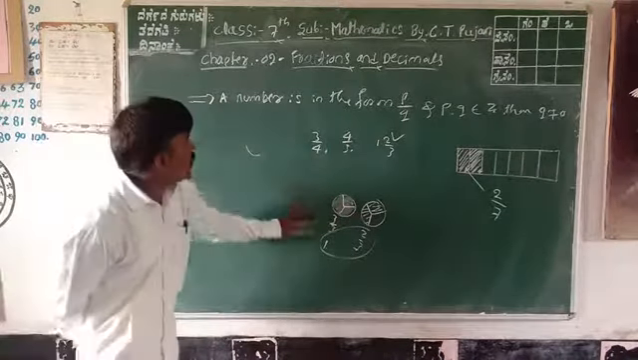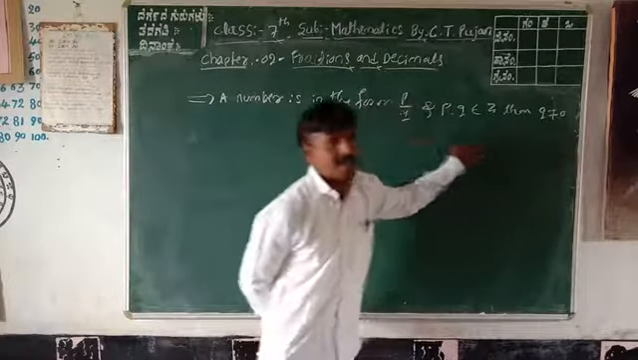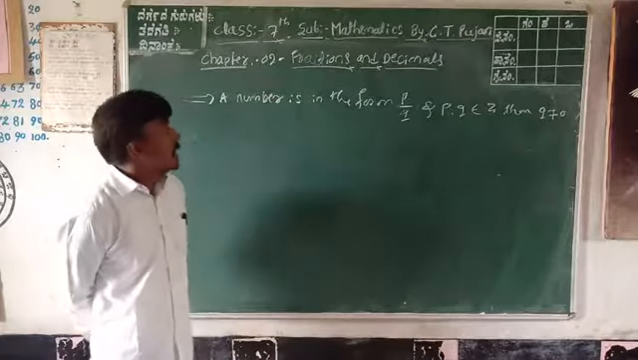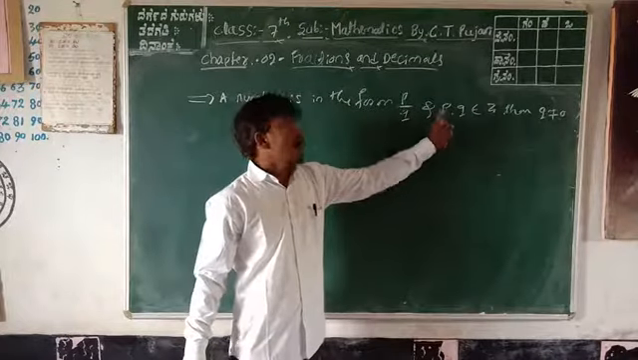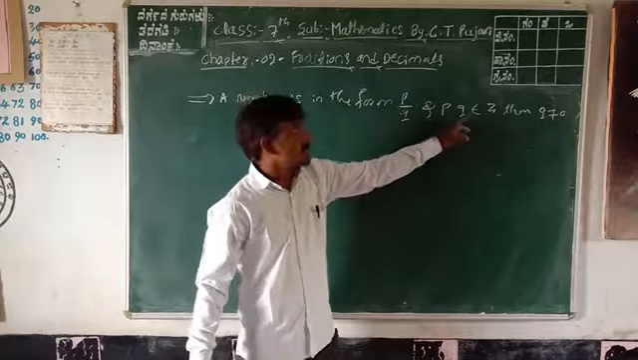Dear students, first of all, you should clarify your understanding of fractions. The meaning of a fraction is that a fraction is a number in the form of p by q, or otherwise in the form of numerator and denominator, where p and q belong to integers, or p and q belong to whole numbers, or p and q belong to natural numbers. Got it? That is important. All numbers you can take as a fraction, that is, p and q belong to integers, q not equal to 0. Therefore the given numbers are fractions.